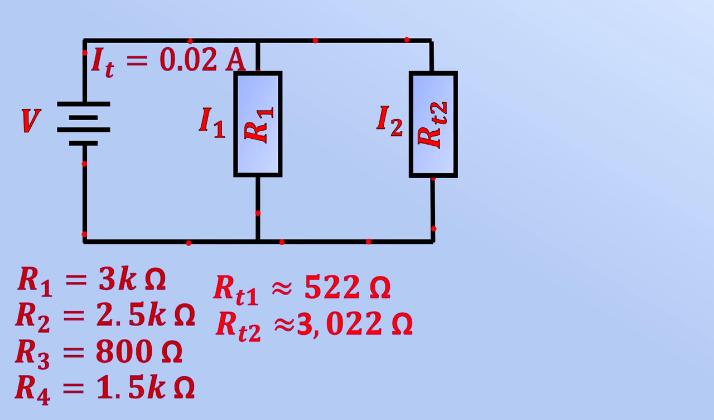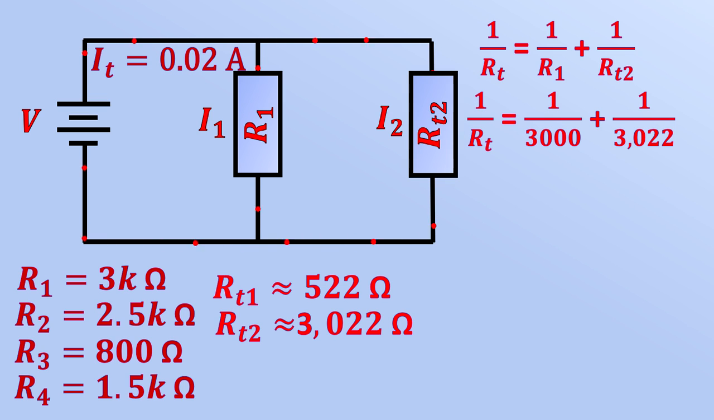All right. So now it's exactly like having a parallel circuit with two resistors. I've got my R1 and my RT2. So I use my formula for finding total resistance. So I'll have 1 divided by 3,000 plus 1 divided by 3,022. And I get approximately 1,505 ohms. That's rounded to the nearest ohm.